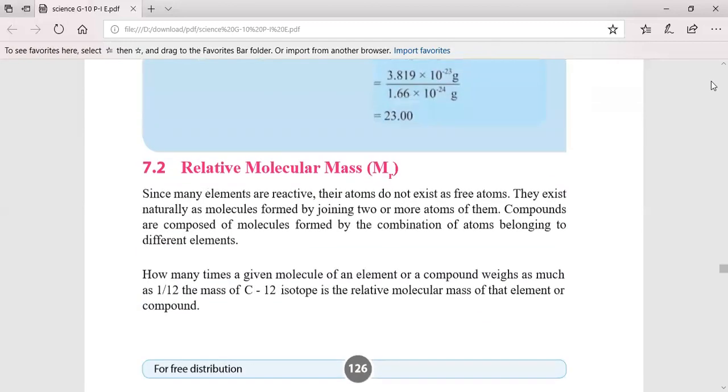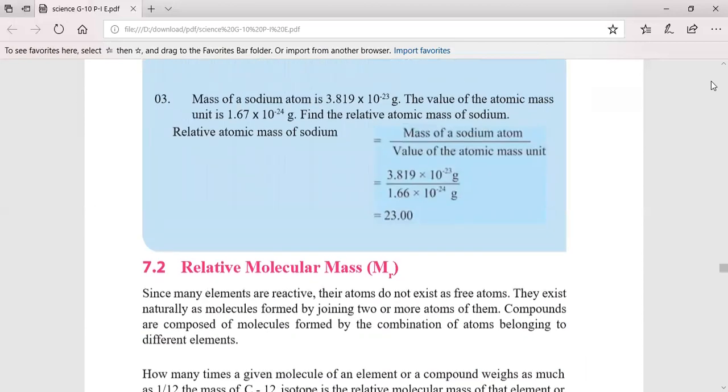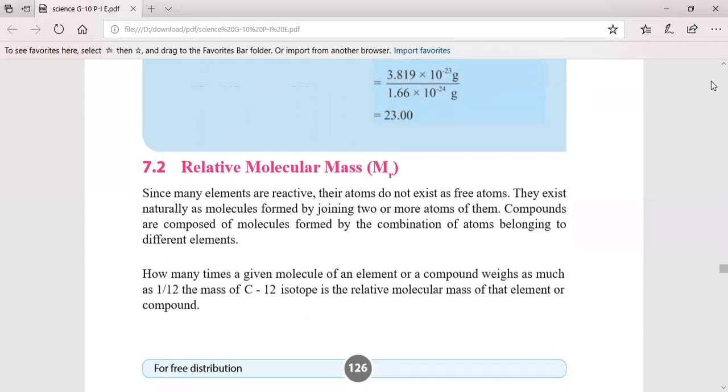You know, atoms are not found freely in the environment. The atoms combine with other elements. Since many elements are reactive, their atoms do not exist as free atoms. They exist naturally as molecules formed by joining two or more atoms of them.